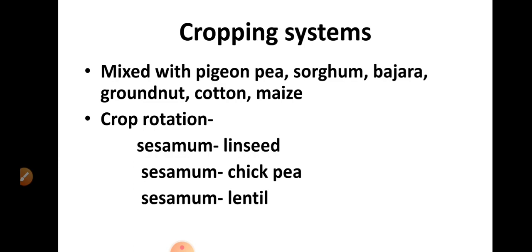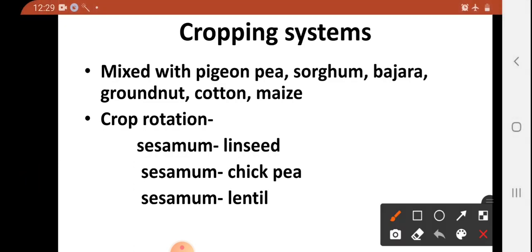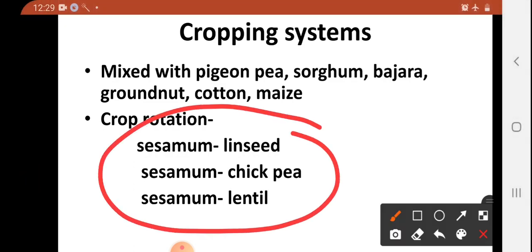See, if we think about crop rotation, these are examples of rotations followed all over India. Sesamum followed by linseed, then sesamum chickpea, sesamum lentil. Lentil means masoor.